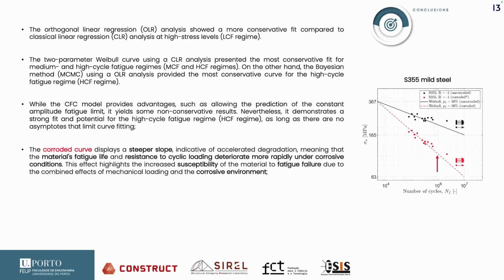Also, the corroded curve displays a steeper curve, but I think you probably already knew about this, which indicates accelerated degradation. And note that the S690QL, since it had a lower ratio between the constant amplitude fatigue limits under corroded and uncorroded conditions, this S690QL curve has a steeper curve compared to the S355. So we can say that the S690QL is more susceptible to degradation through corrosion than the S355.